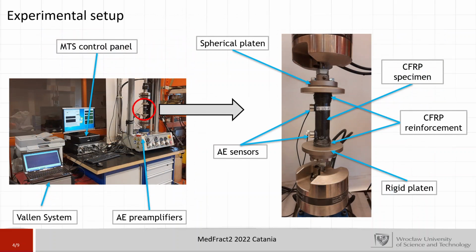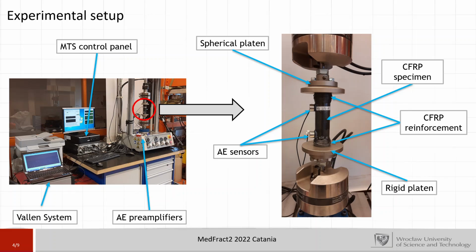On the left side, you can see the experimental setup, which consisted of the mechanical instrumentation, and we also used the acoustic emission technique in order to gain some additional information about the different acoustic events in the specimen while the specimen was crushing. And we used a spherical platen in order to better adjust the mounting of the specimen in the testing machine.